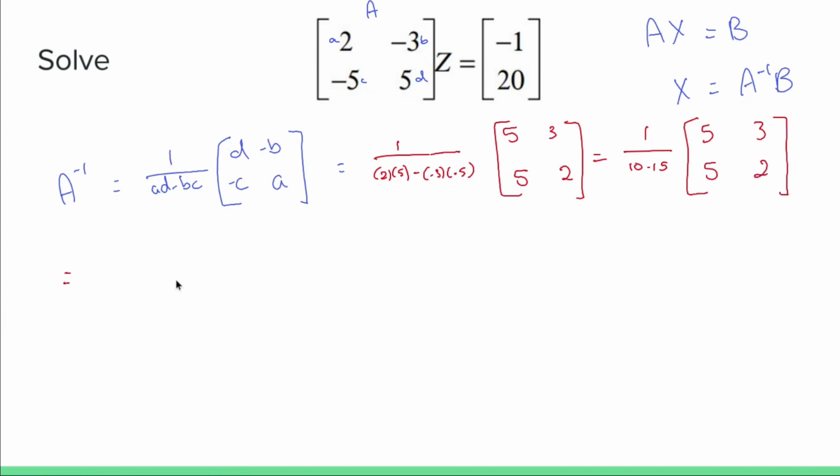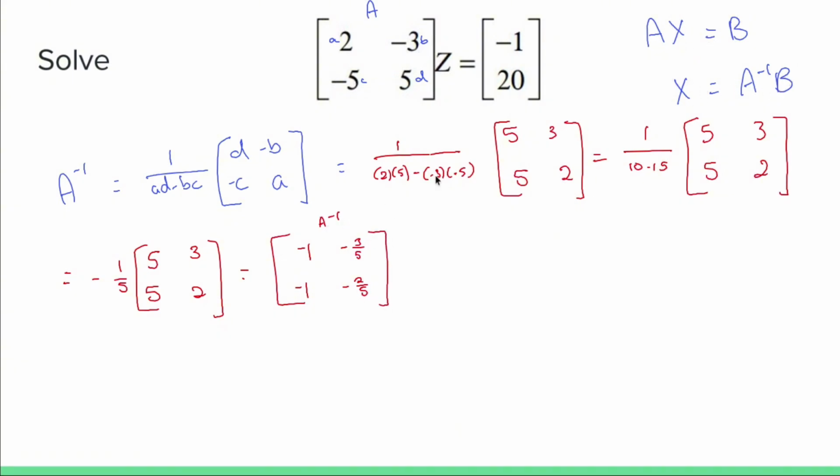Okay, so that would be 1 over negative 5, so negative 1/5, scalar multiplication. The 5 is fine, the 3 is not fine, the 5 is fine, the 2 is not fine. So multiplying everything by negative 1/5 is going to give me the matrix negative 1, negative 3/5, negative 1 again, negative 2/5. All right, so that's A inverse now.